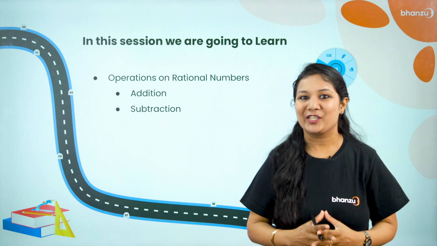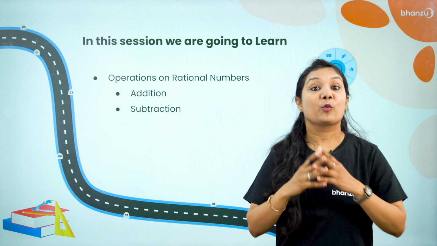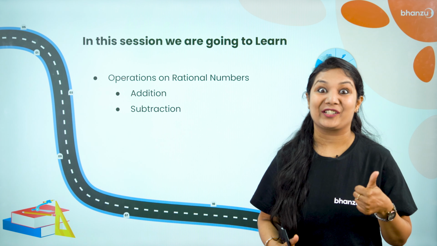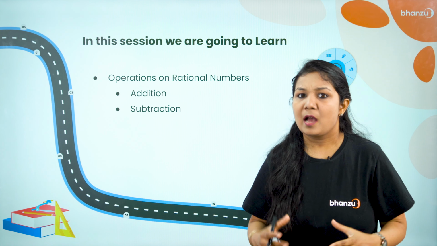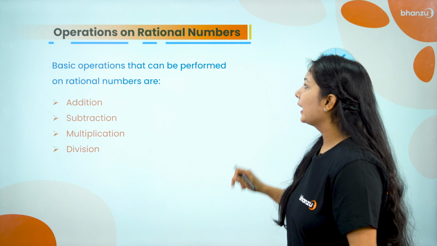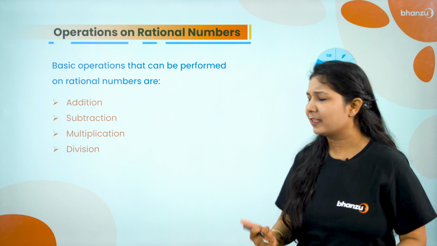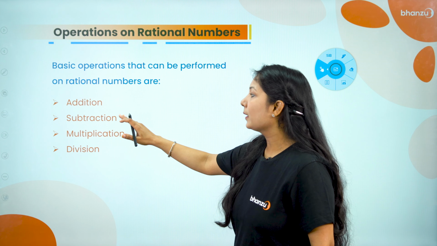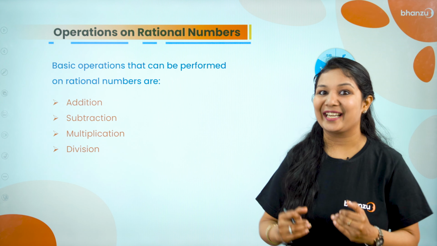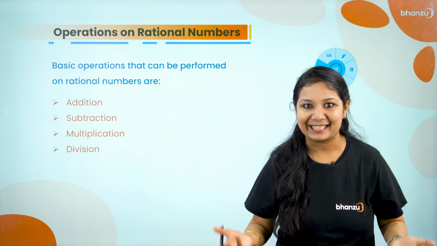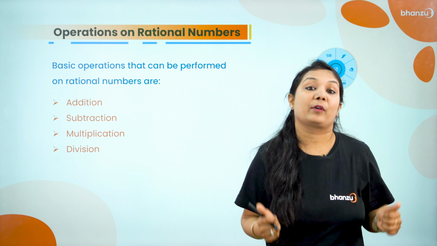So today the operations which we are going to pick are addition and subtraction. We will be focusing on addition of rational numbers and also subtraction of rational numbers. But we can perform 4 different basic operations on rational numbers, that is addition, subtraction, multiplication and division. For multiplication and division, which we are going to cover in the next class, today we are only going to focus on addition and subtraction.